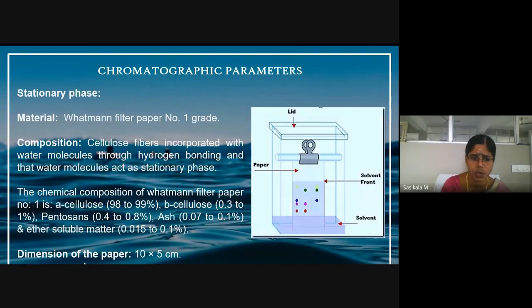Okay. So what dimension of the paper is needed? The ideal dimension is 10 into 5 centimeter. According to the sample size, we can decide the length and width of the paper. Apart from 10 into 5 centimeter, the ideal dimensions are 10 into 10, 10 into 20, 20 into 20. There are four standard dimensions. If you want to separate 2 or 3 samples, then we can go with 10 into 5 centimeter.